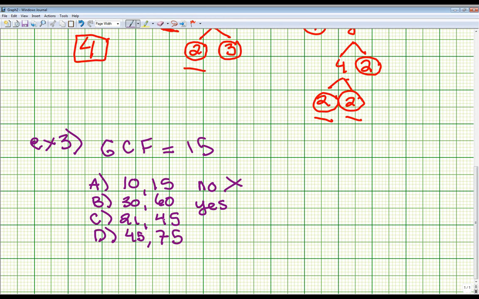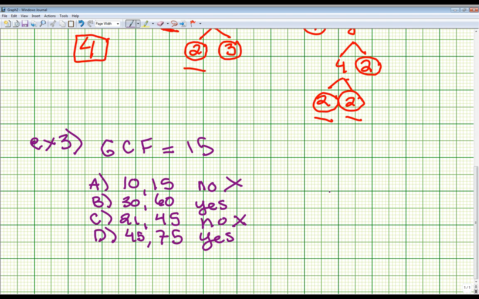But this next one, 15 can go into 45, but it cannot go into 21. So we're going to say no to that one. And lastly, we have 75 and we have 45. 15 can go into both of those. So our options now are between B and D. So if we take a look at our different ways we could figure out which one is the greatest common factor.